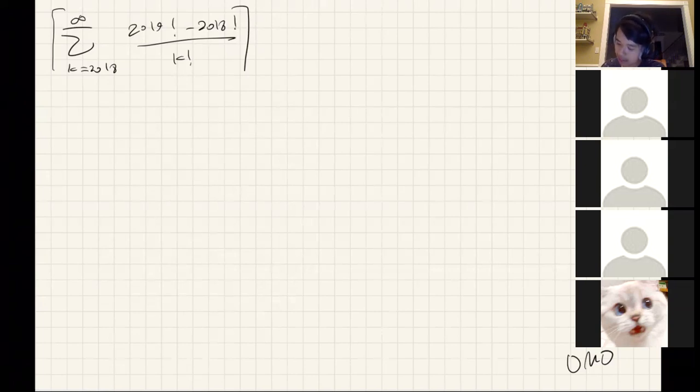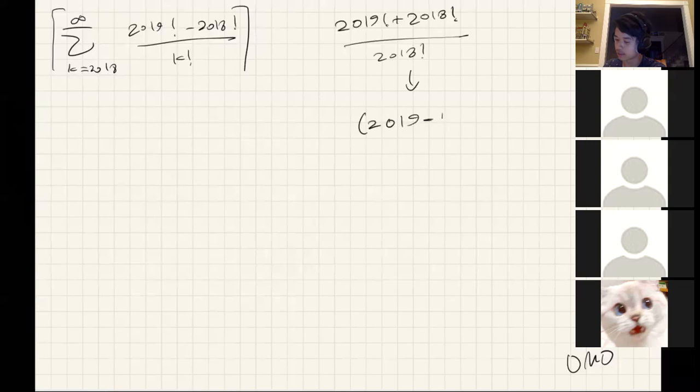So when k equals 2018, what does the sum evaluate to? It's 2019 factorial plus 2018 factorial over 2018 factorial. This is going to evaluate to 2019 minus 1.